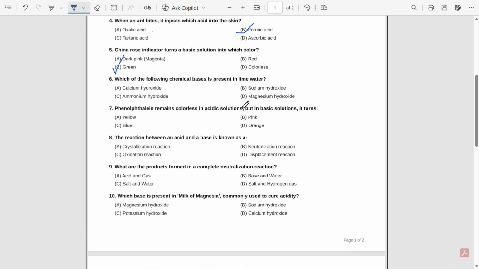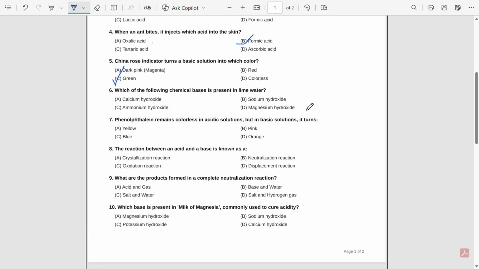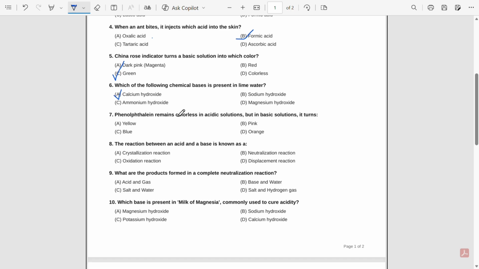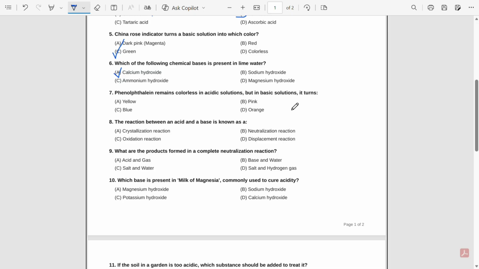Now go for the next question. Which of the following chemical bases is present in lime water? Yesterday we discussed this lime water. Limestone has the formula CaCO3. Quicklime has the formula CaO. Slaked lime or lime water has the formula Ca(OH)2. It is termed calcium hydroxide. What is the answer for this lime water? Calcium hydroxide. Yes. Go for the seventh question.